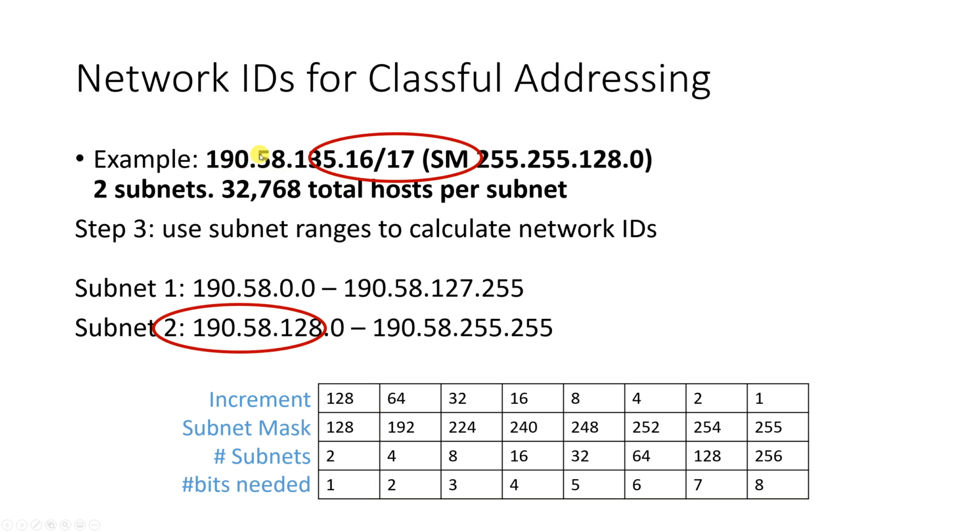So, check it out. This IP address, 190.58.135.16, where does that fall? Well, let's look at that third octet. It is 135. So, is 135 between 0 and 127? Nope. Is 135 between 128 and 255? It sure is. So this IP address is in subnet 2. So when we're asked for network ID, broadcast IP, first and last host, it is asking for subnet 2 because this IP address is sitting in subnet 2.